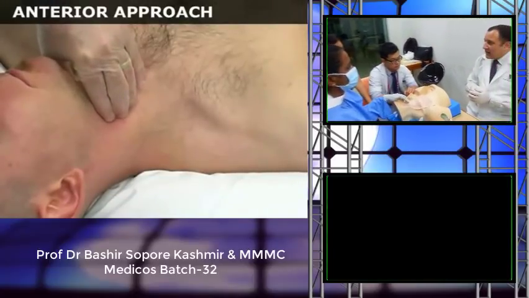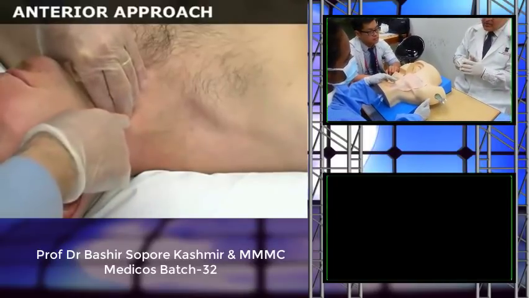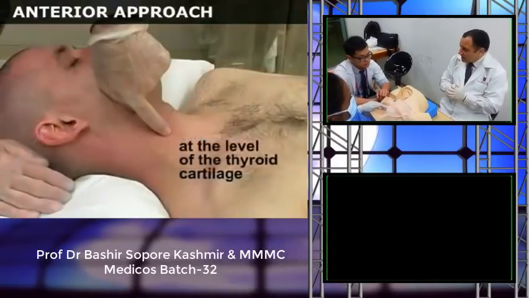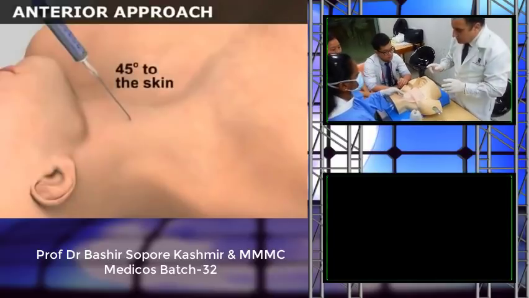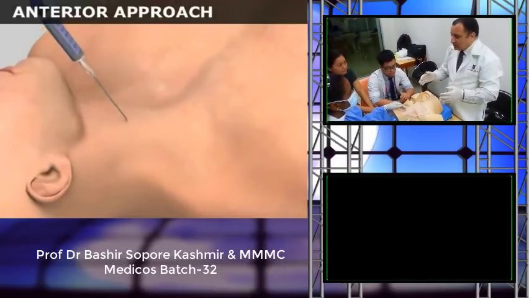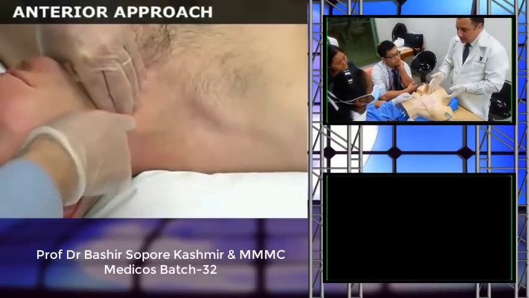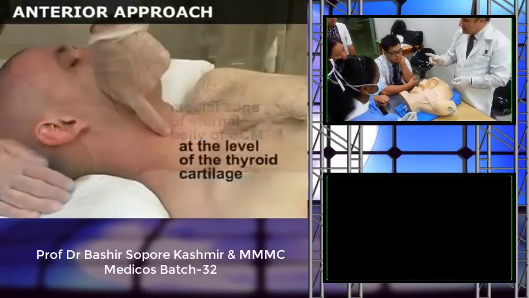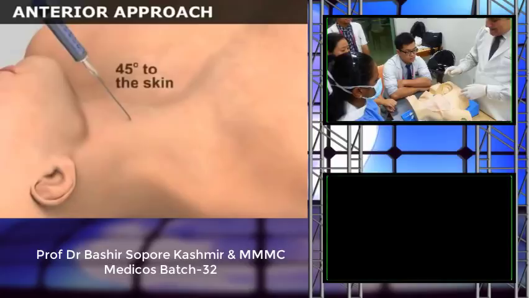One approach is called the anterior approach, another approach is called the central approach, and the third approach is called the posterior approach. So how many approaches are there for catheterization? 3 approaches. Now, first I will show the anterior and posterior approach, then you show the central approach. What you were talking about was the central approach. Now, what is the anterior approach?